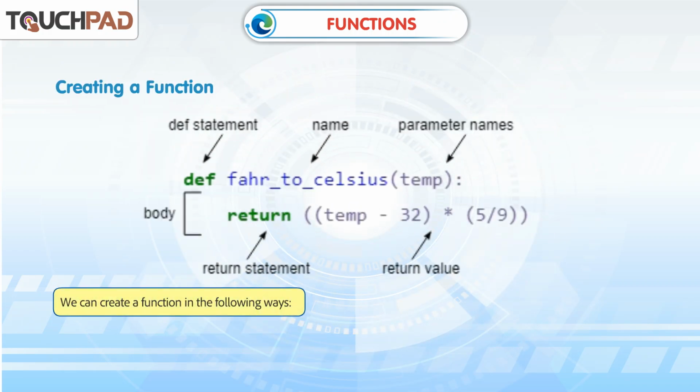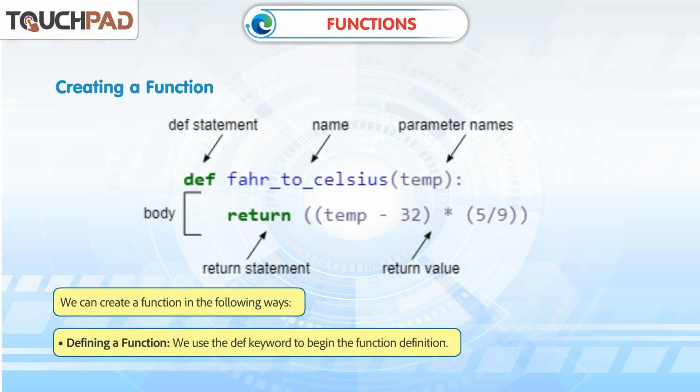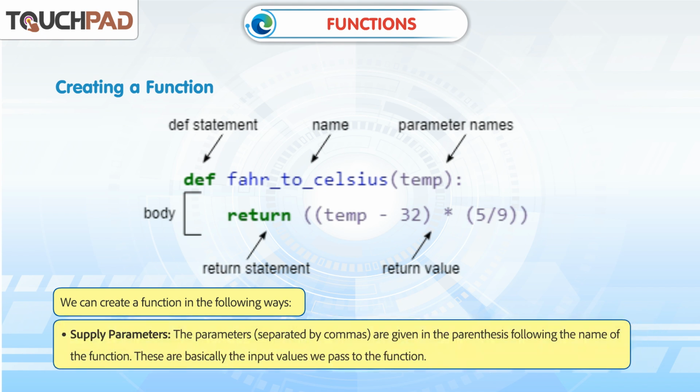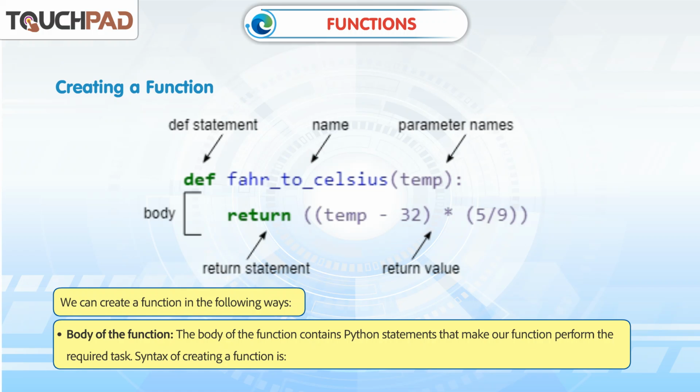Creating a function. We can create a function in the following ways. Defining a function. We use the def keyword to begin the function definition. Naming a function. Provide a meaningful name to your function. Supply parameters. The parameters separated by commas are given in the parenthesis following the name of the function. These are basically the input values we pass to the function. Body of the function. The body of the function contains Python statements that make our function perform the required task.